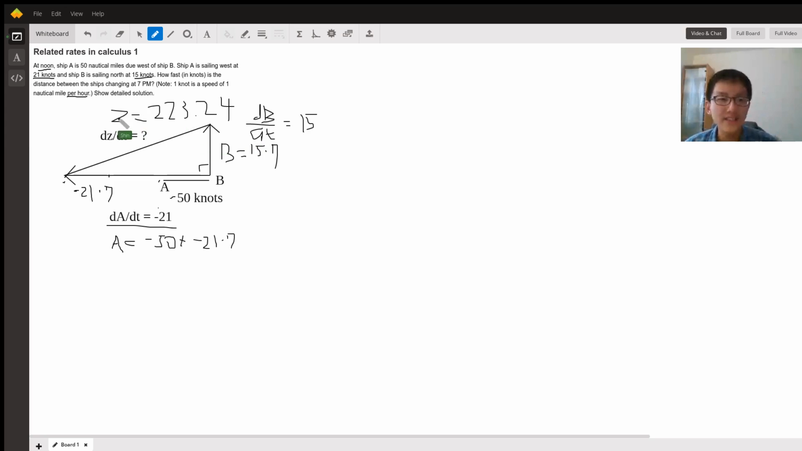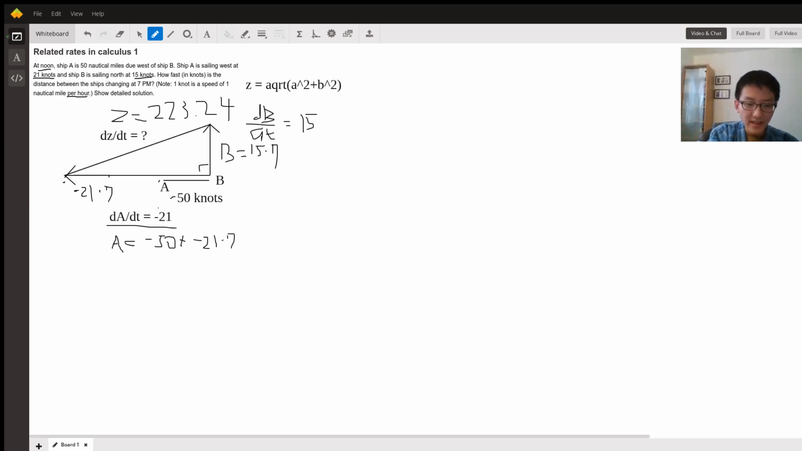Now, in order to find z here, I use the equation z equals the square root of a squared plus b squared, under the Pythagorean theorem, and you could figure that out for yourself. The answer should be about 223.24 miles. So we know z, b, a, and dA/dt, which is written in the problem, and dB/dt, which is 15, also in the problem, but we want to know what dz/dt is. So in order to solve that, we need to use some calculus here.